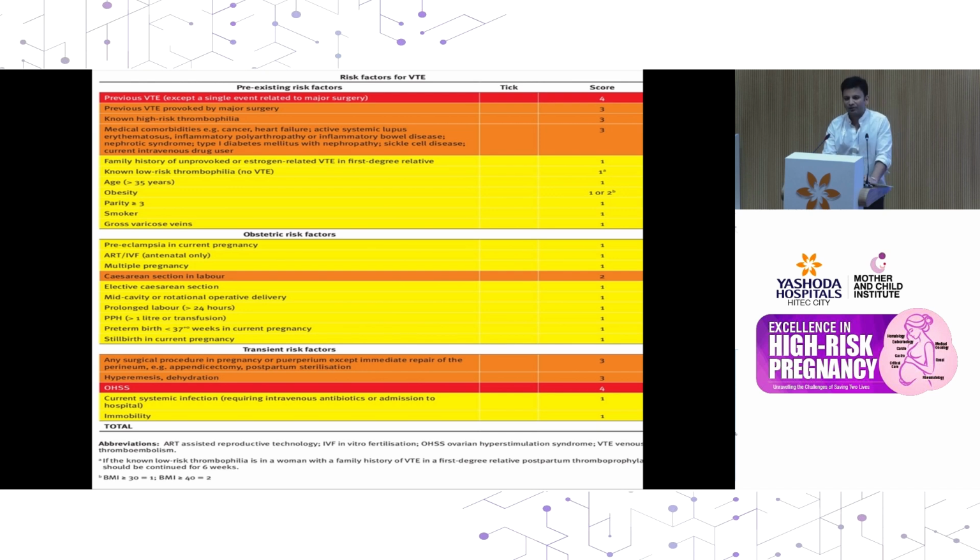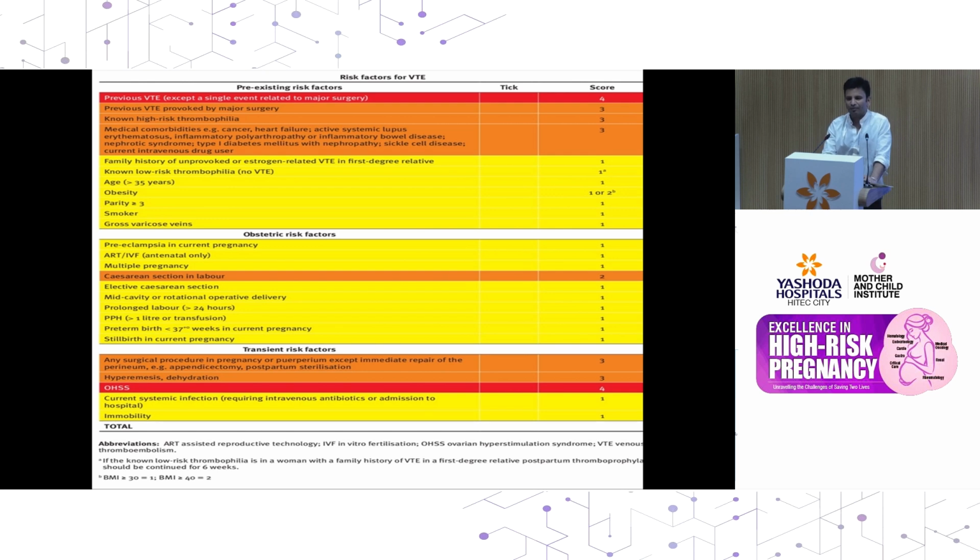A few patients initially have medical predisposing conditions like heart diseases or lung diseases, heart failure, and some autoimmune diseases like inflammatory bowel disease, inflammatory polyarthritis, and type 1 diabetes with nephropathy, nephrotic syndromes, or blood-related disorders like sickle cell anemia. All of this we can grade as a score of 3.